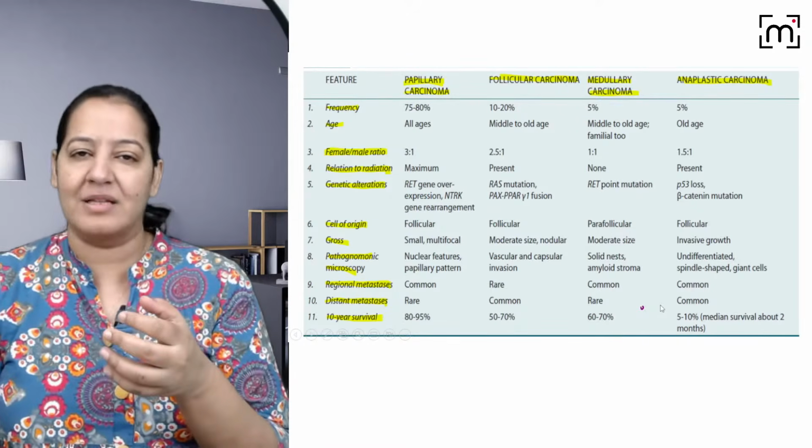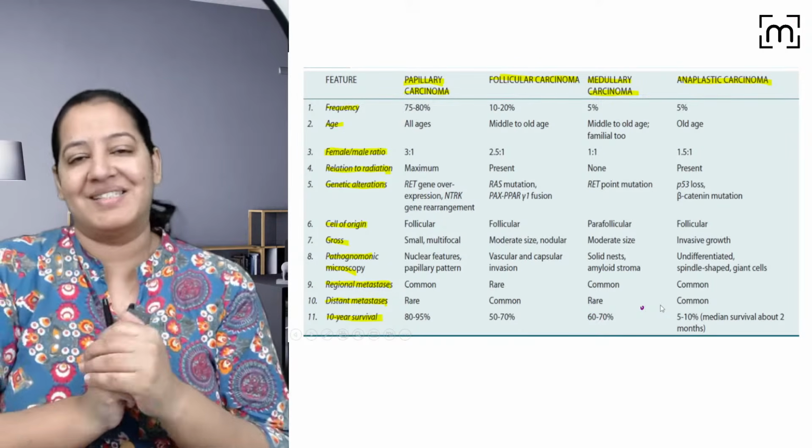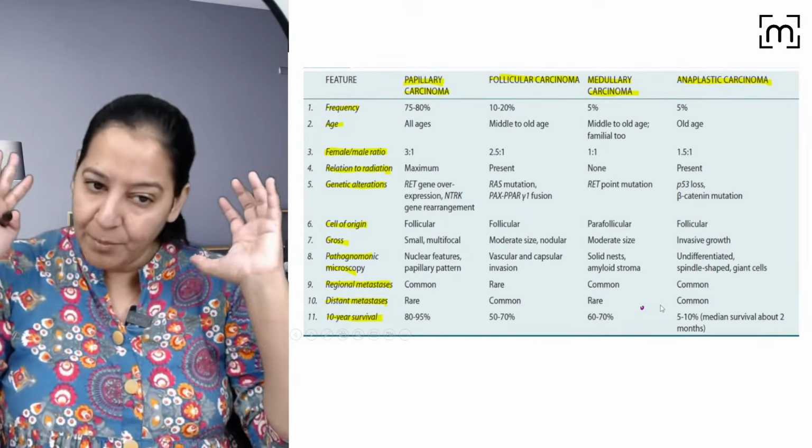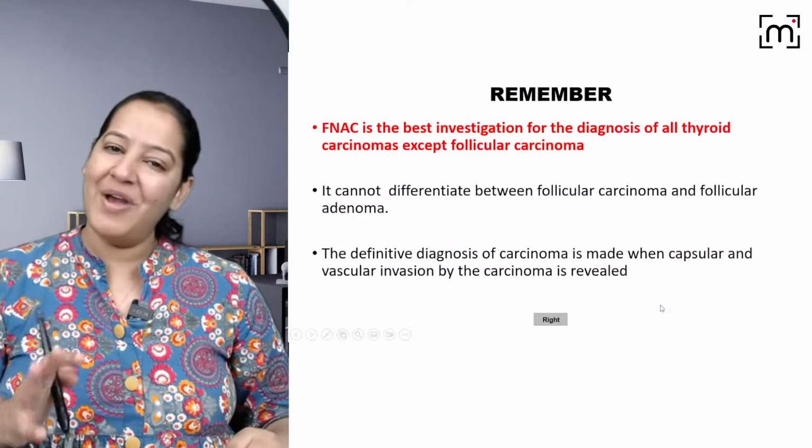In anaplastic, there is nothing fixed. Three patterns are there: small cell, giant cell and spindle cell. That's it. So this is how you have to make this table. Everyone with me? Give me a thumbs up. So you have to learn that.